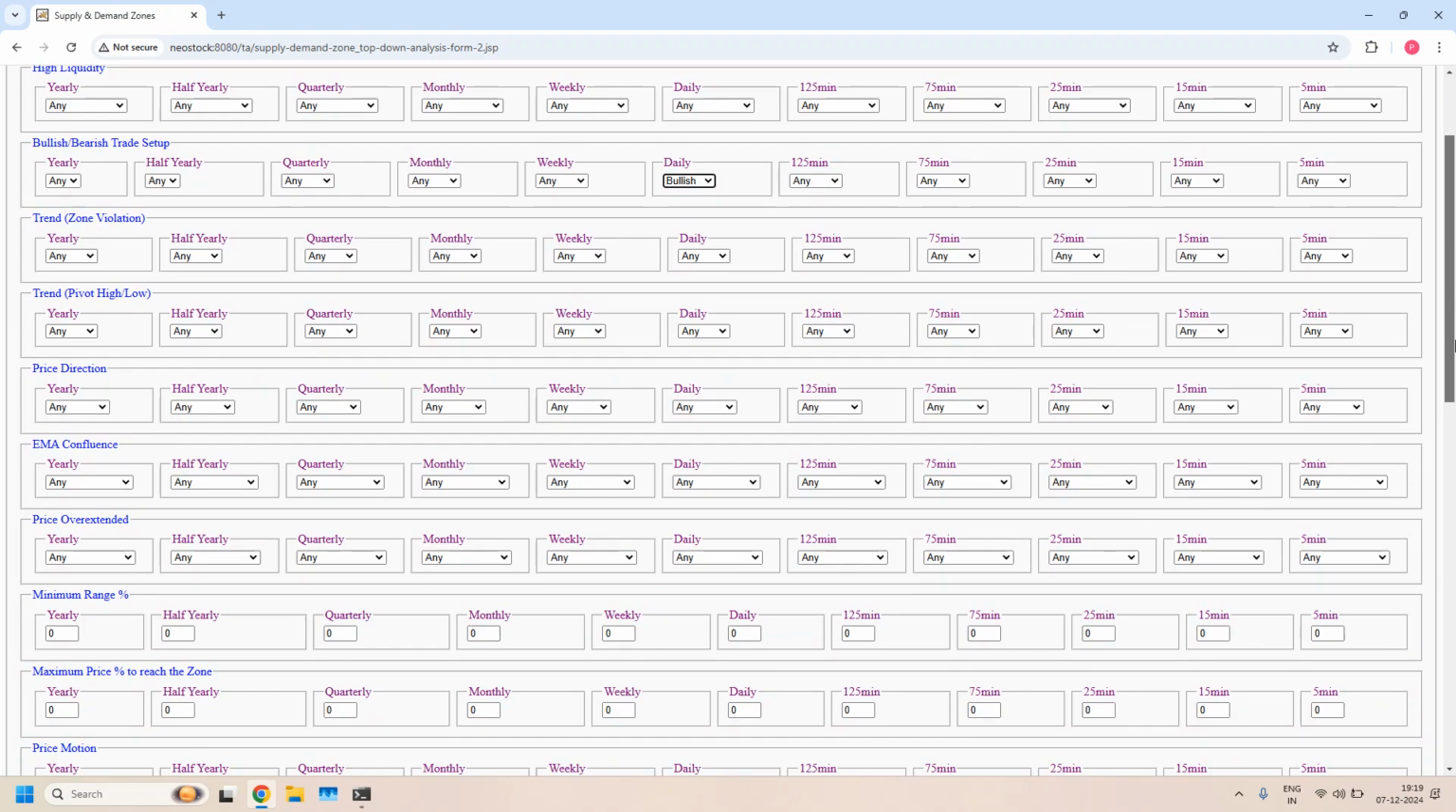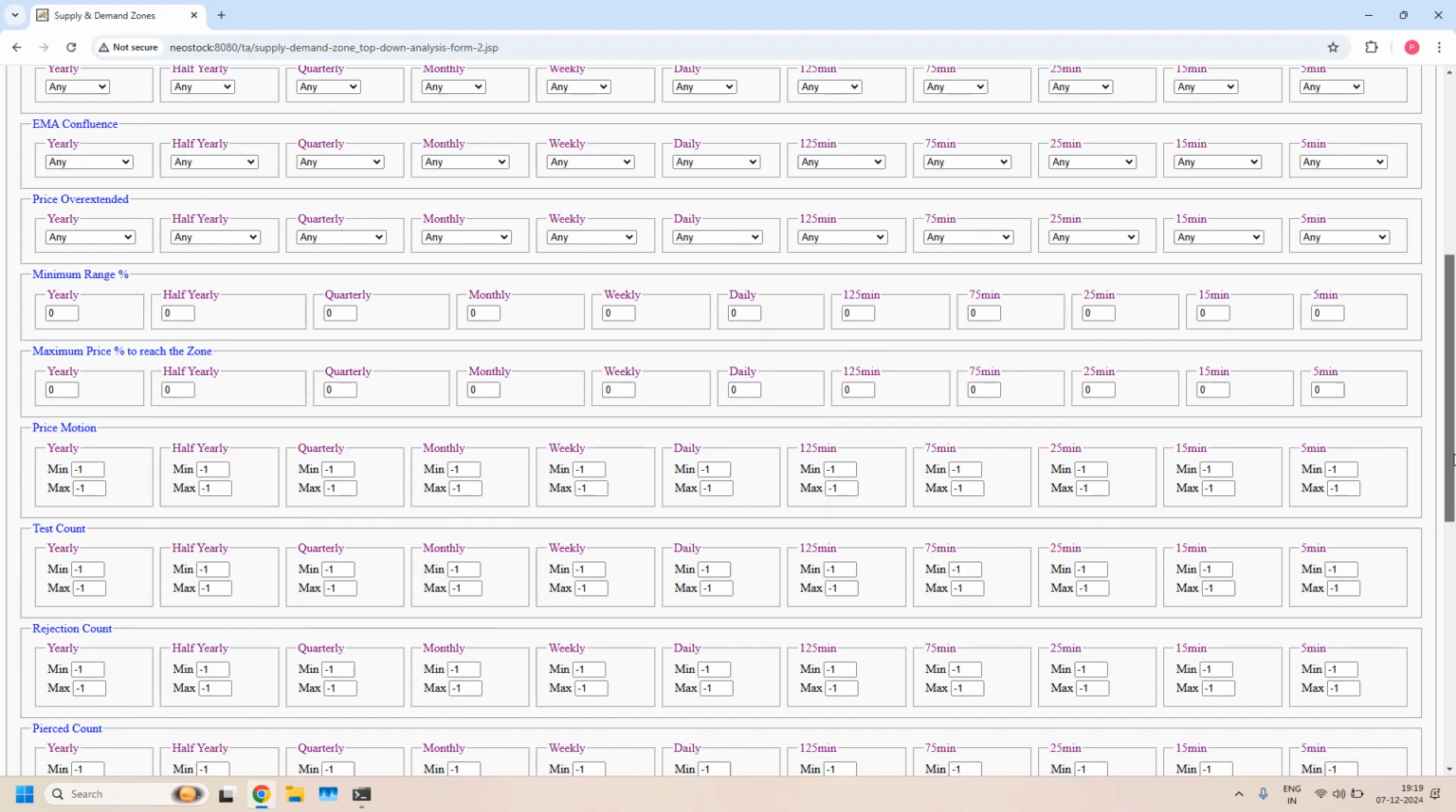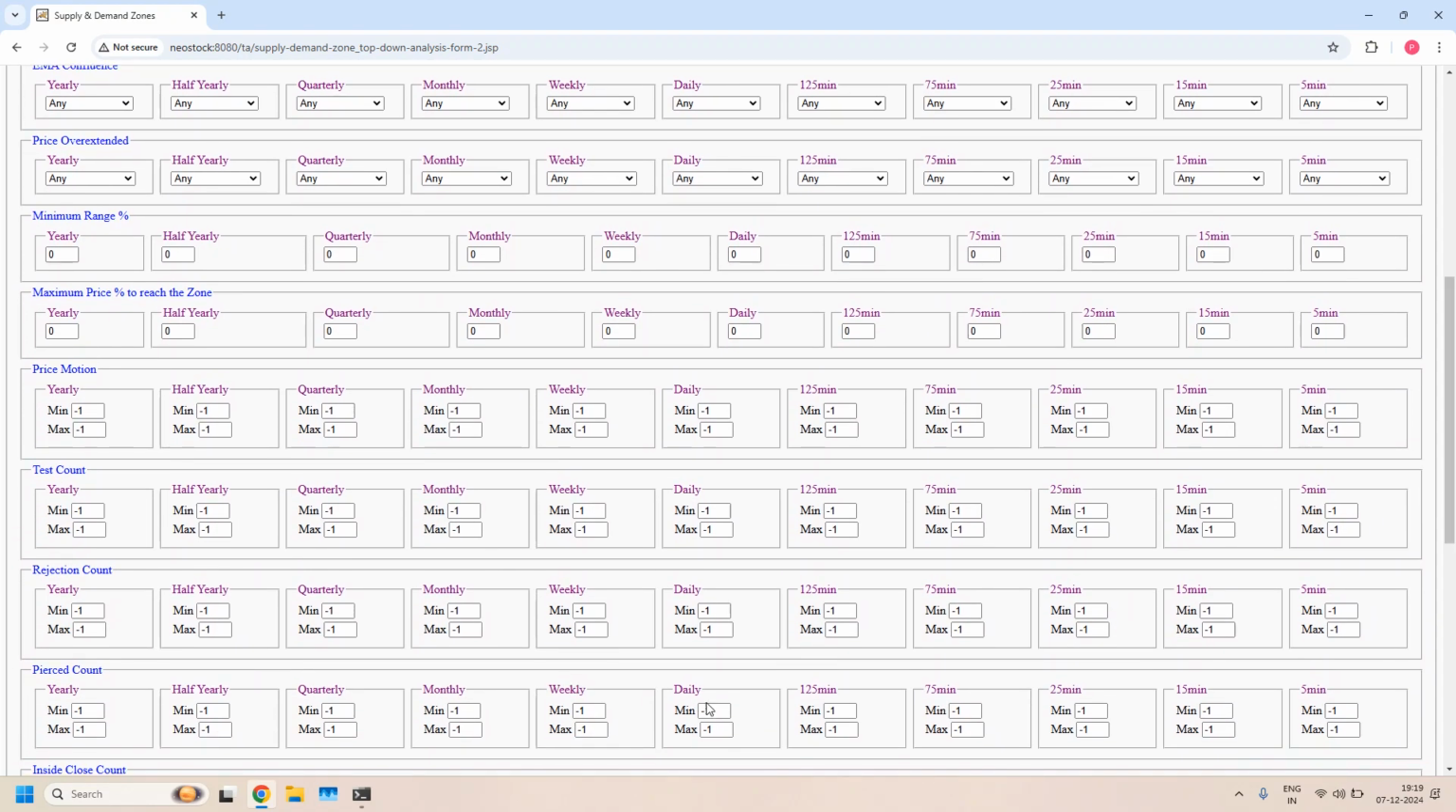This daily demand zone should not be pierced. So in the pierced count parameter at entry time frame daily, I am selecting minimum value 0, maximum value 0, because the report displays daily reports. The daily demand zones should not be pierced.